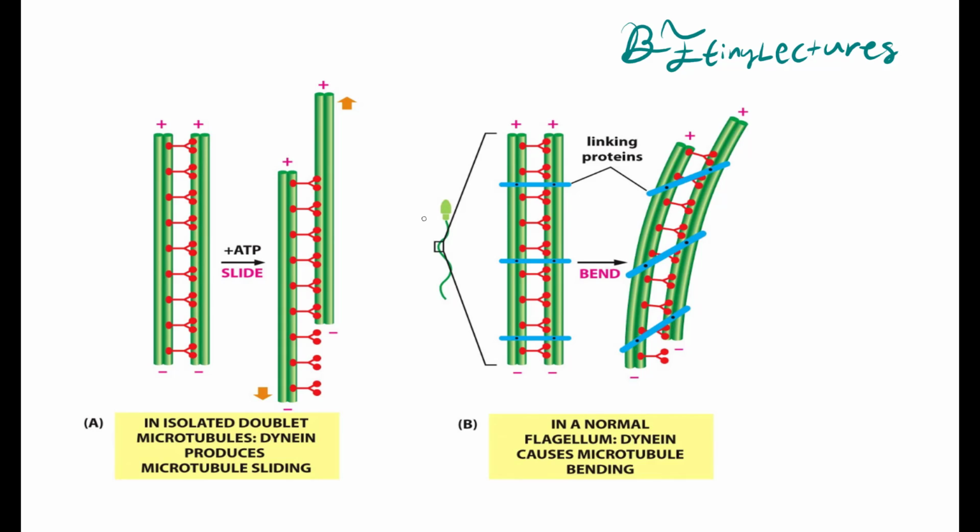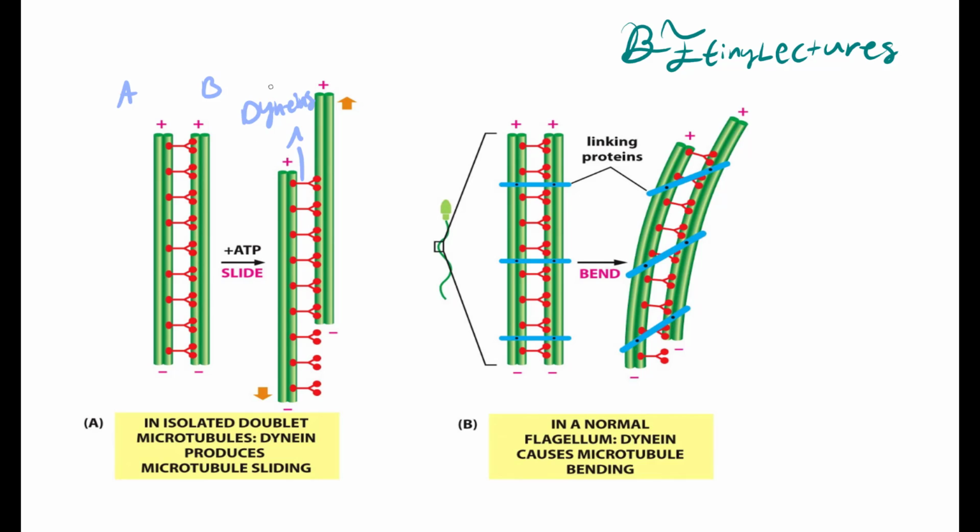If we zoom in to the microtubule structure, we will notice that there are motor proteins between the microtubules. So let's say that this is microtubule A and this is microtubule B, and together they make a dimer, which is a pair. Now between A and B, you will find dyneins.